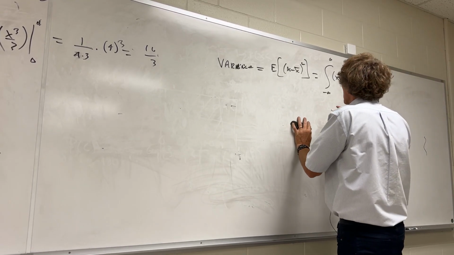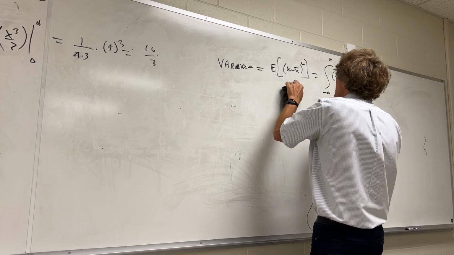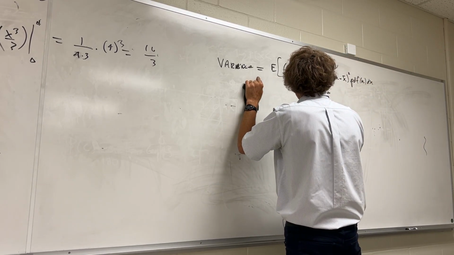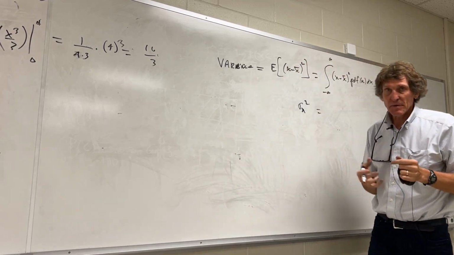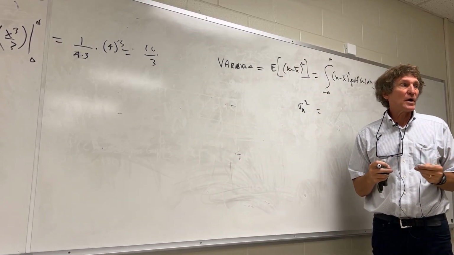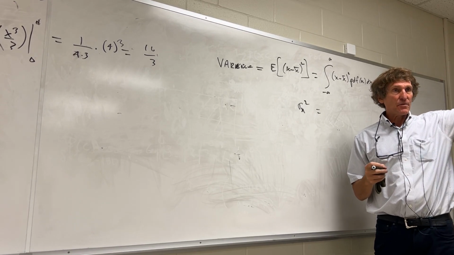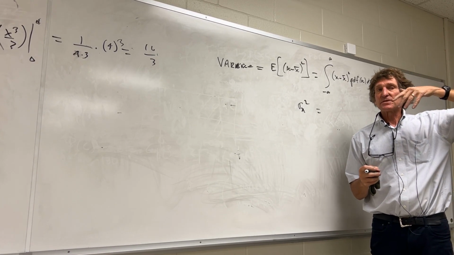So when I get this, by the way, this symbol for variance is usually sigma x squared. Have you all seen that? Sigma is the standard deviation, sigma squared would be the variance. How many have seen that before? It's done all the time in statistical stuff.